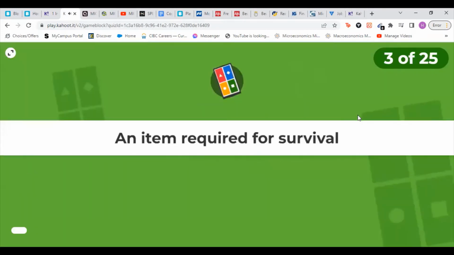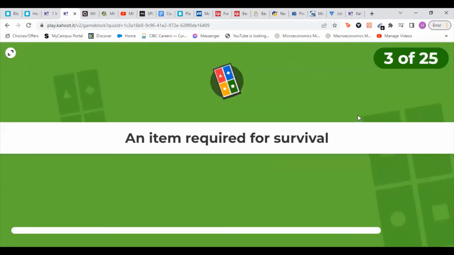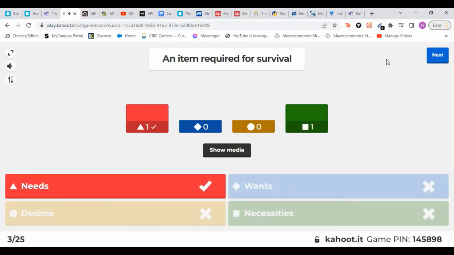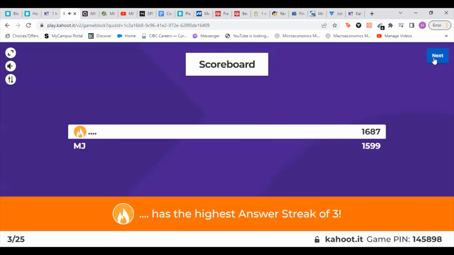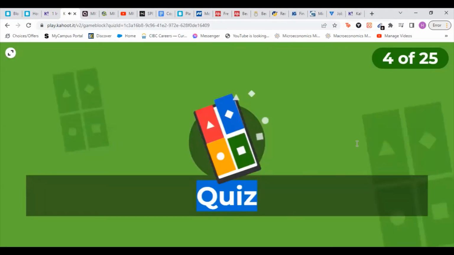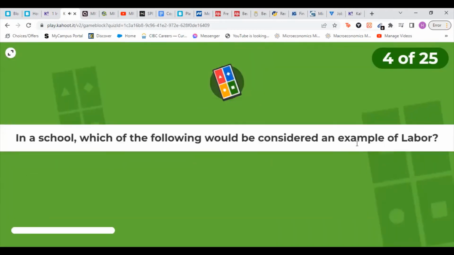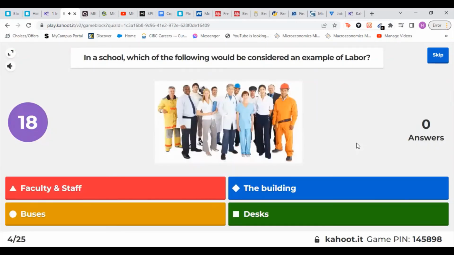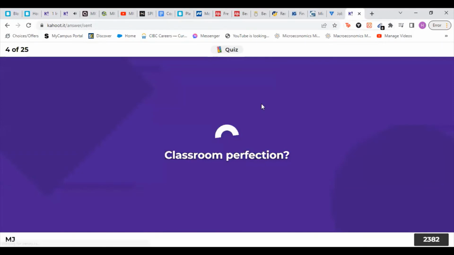And then an item required for survival is what? Necessity. Oh, okay. Yeah, it should be necessity as well. Yeah, I think there was just an issue. Yeah, that would be correct also. In a school, which of the following would be considered as an example of labor? Faculty, staff. Great job, both of you. That's great.